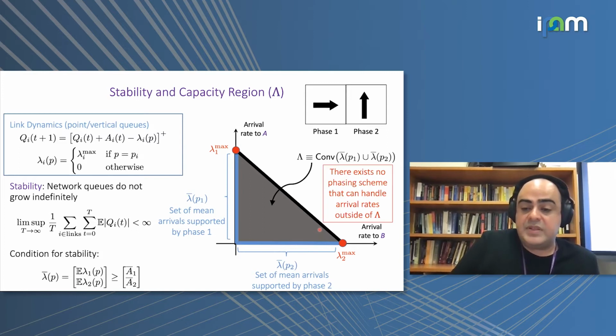The important thing to note is that if you have an arrival that falls outside of the capacity region, then there is no phasing scheme at all that can stabilize the network. So if you have an arrival that's outside of this region, the queues will grow indefinitely, and that's something that's inevitable. So that's the idea.